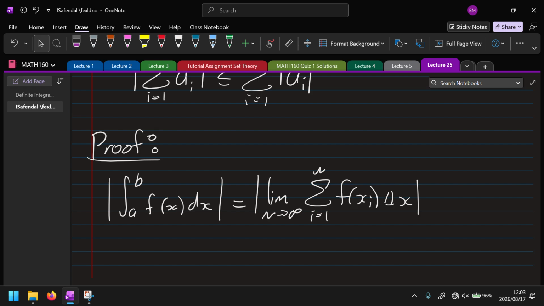What do we call that? It's not just left equals right. There's a word for all of that. Continuity, exactly. Very good. The absolute value is continuous, so the limit can come out. Good.